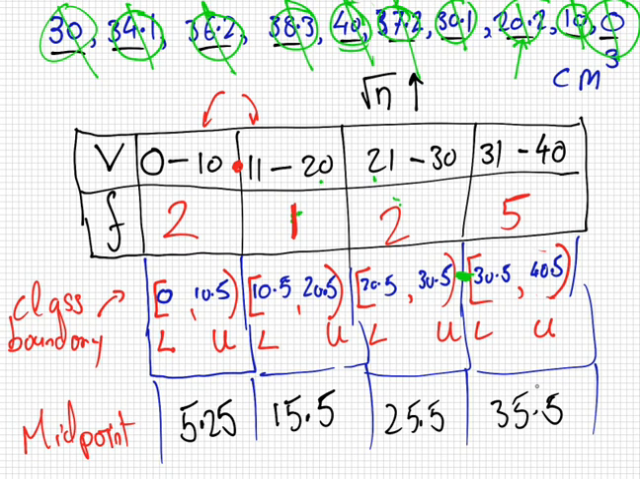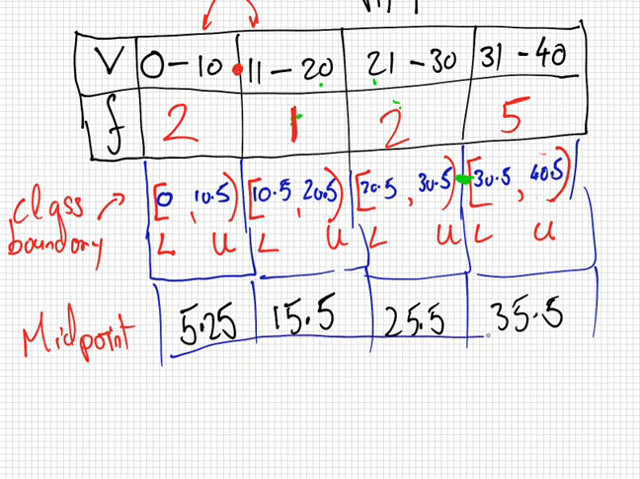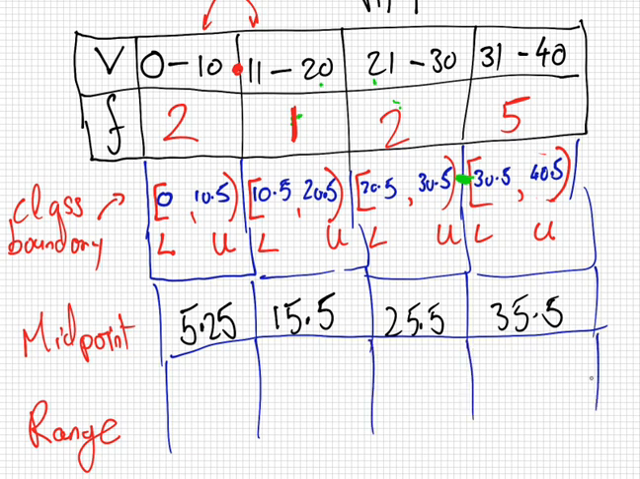Okay, next now. The last thing we want to know is the range of each class. Does anybody know what the range is for a class here? 0 to 10.5. Say again? Yeah, it's the highest minus the lowest. In other words, it's the upper minus the lower. So here the range would be 10.5. Here what would the range be? 10. 10 and 10.